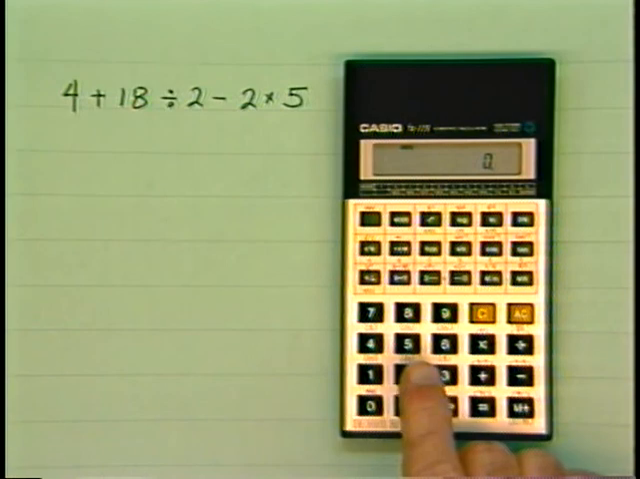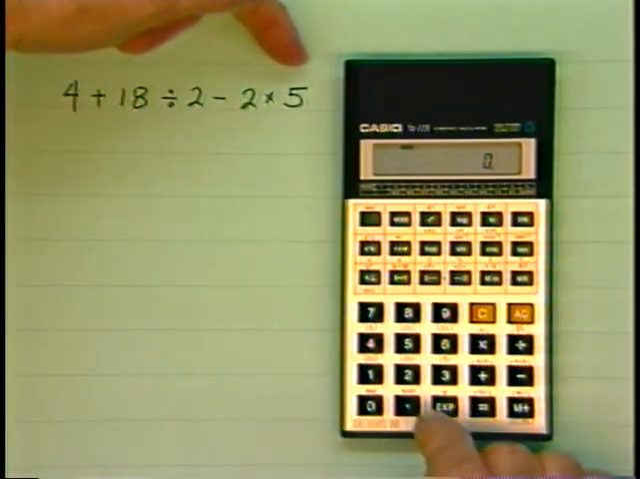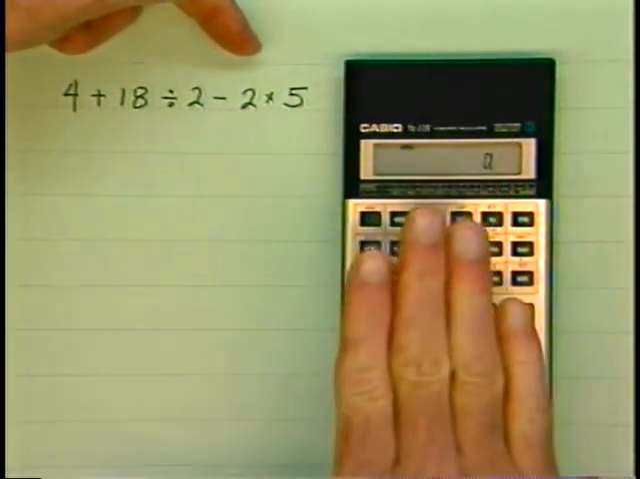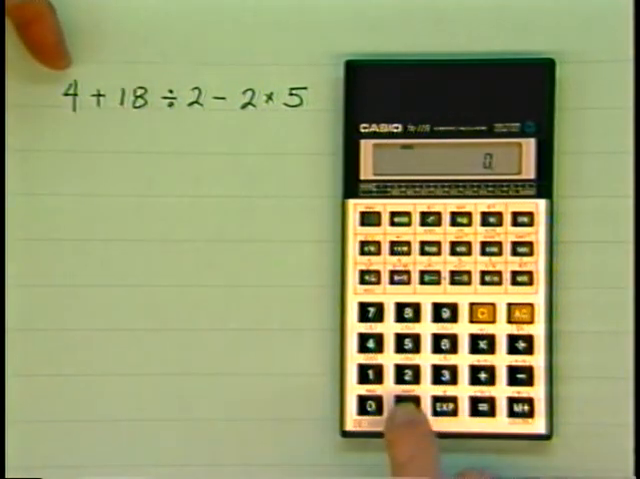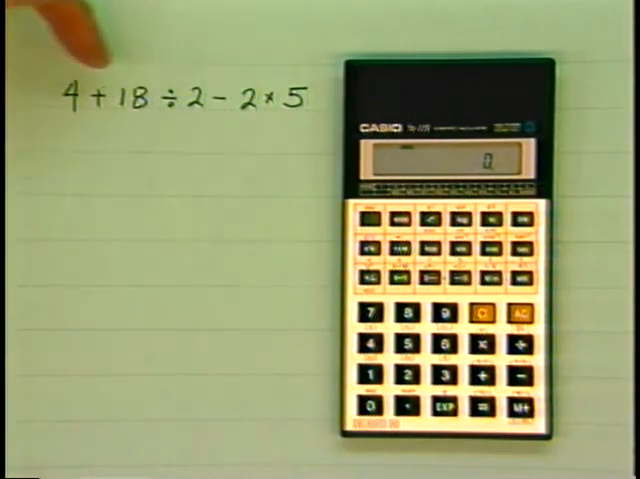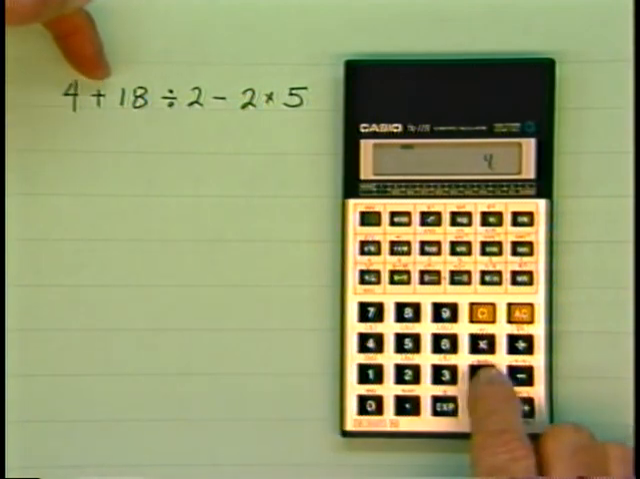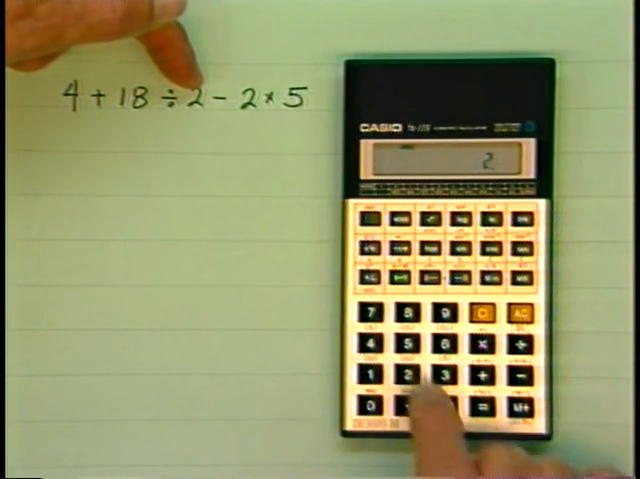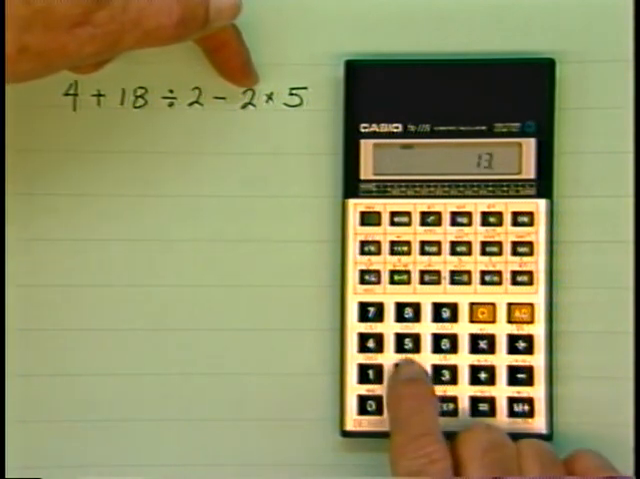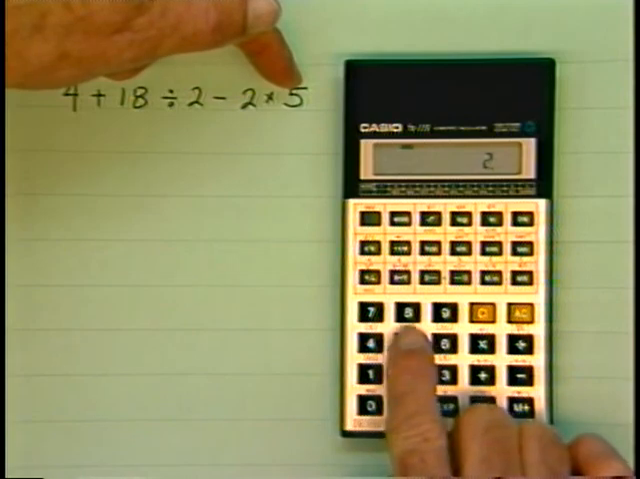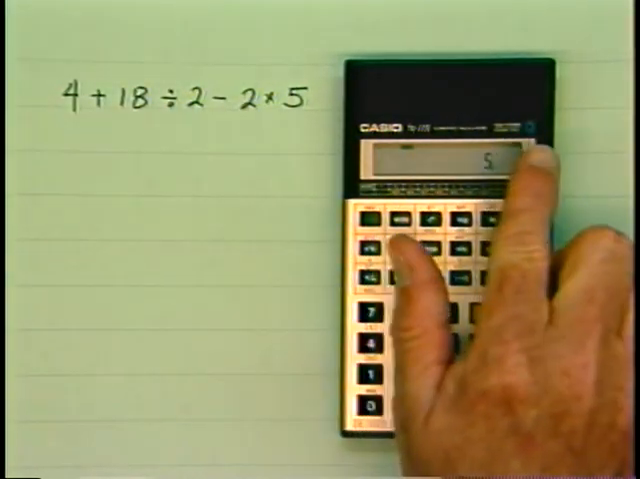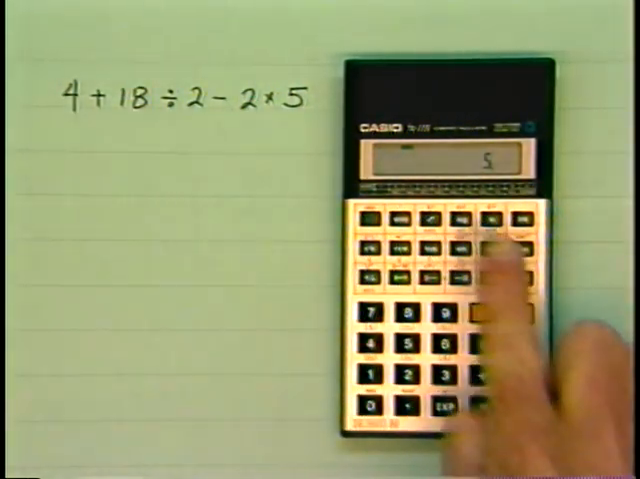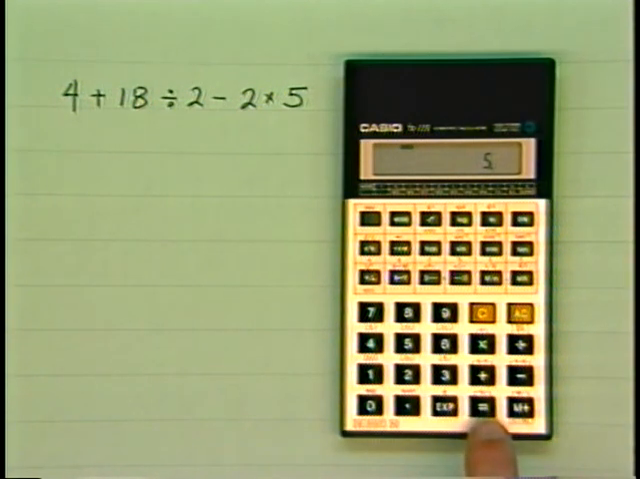If it does, then doing a problem like this is fairly simple. You can forget the order of operations because your calculator knows it already. You simply key the problem in as it's written. So I would key in 4 plus 18 divided by 2 minus 2 times 5. And now don't worry about what's been appearing here because the calculator has not been doing everything until I punch this equal. And as soon as I do, it tells me that the result should be 3.